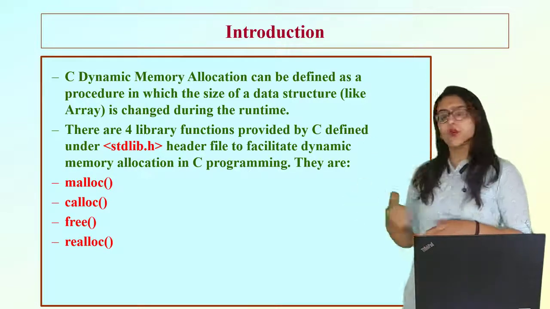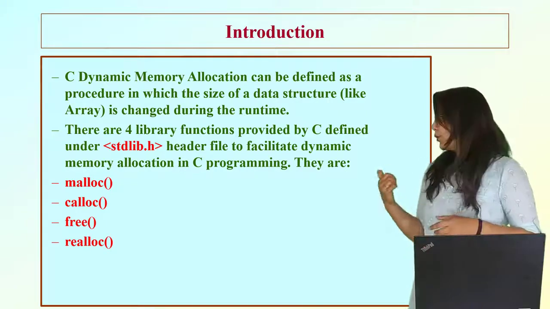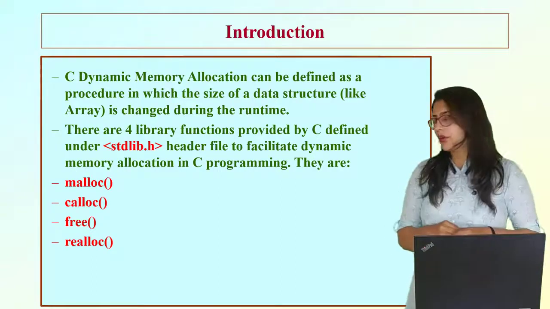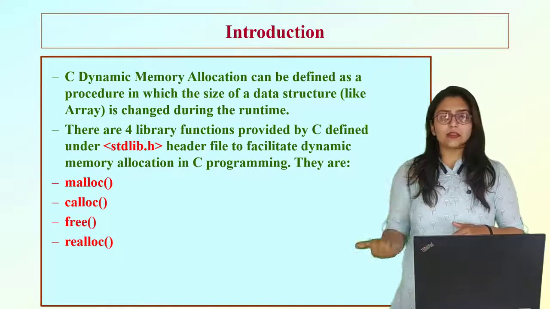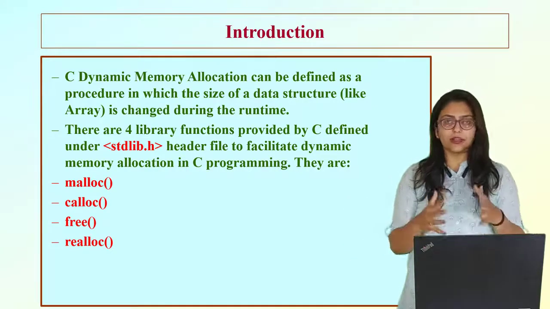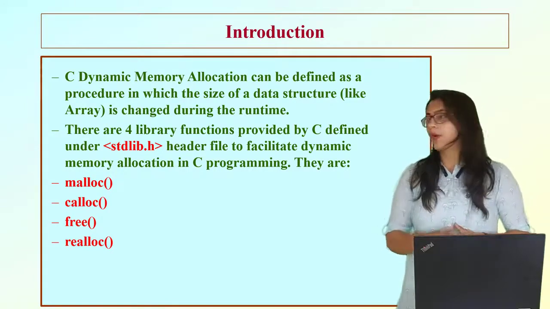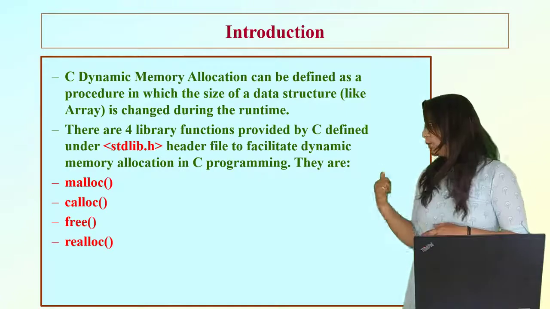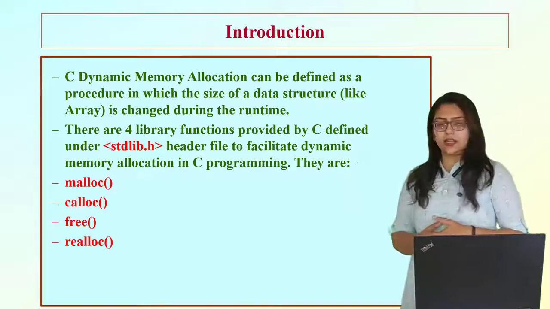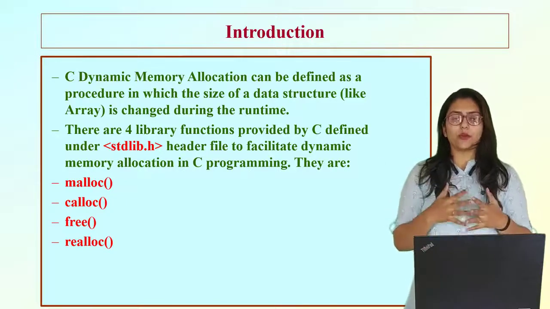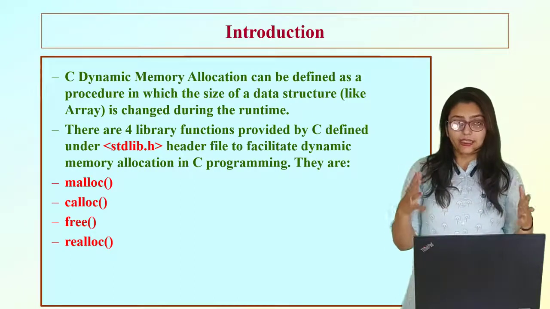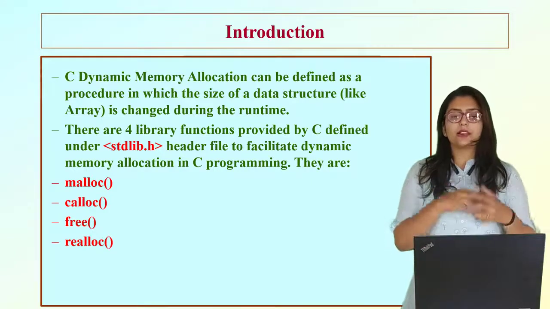There are 4 methods helpful for this kind of memory allocation: malloc, calloc, free and realloc. These methods are defined in the header file stdlib.h, that is the standard library header file. If you want to access these methods, we first have to include the stdlib.h header file. As you can see in the note, C dynamic memory allocation can be defined as a procedure in which the size of a data structure, like an array, which holds the data, is changed during runtime.